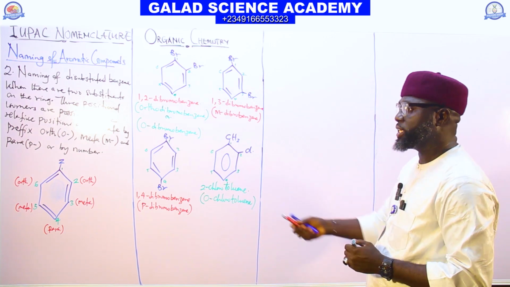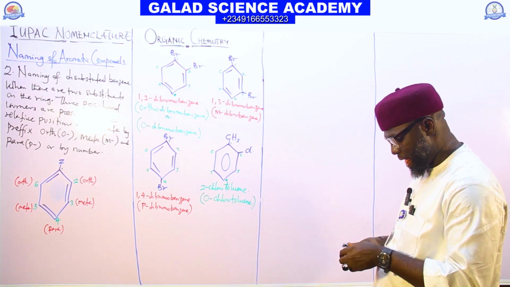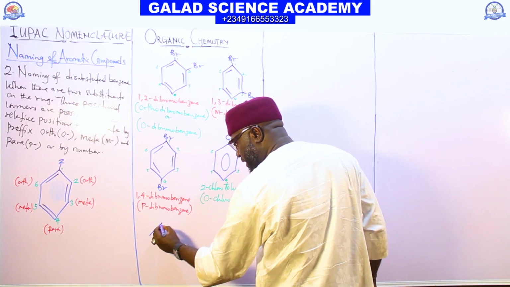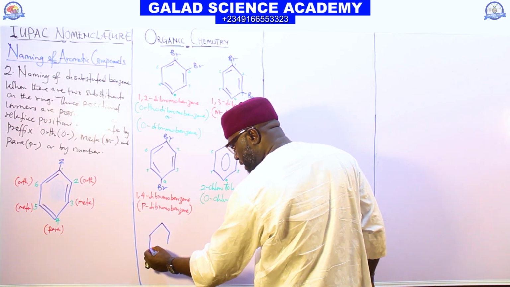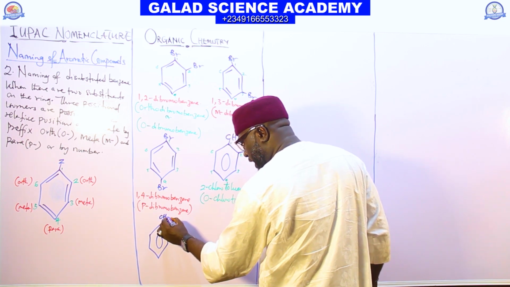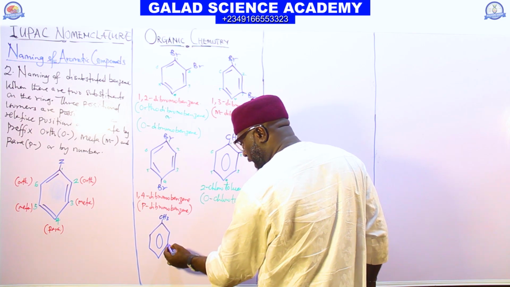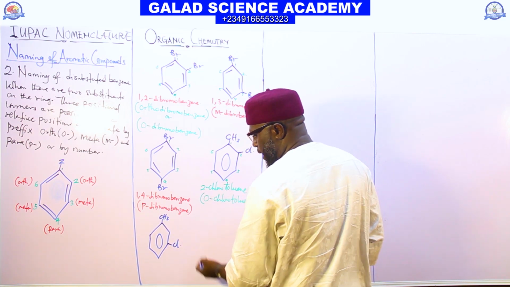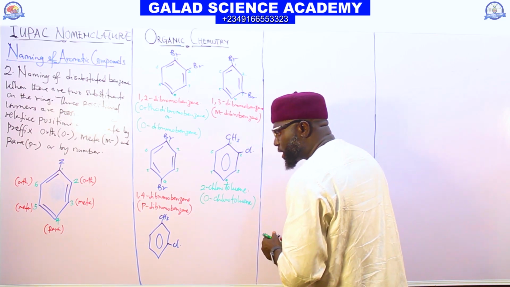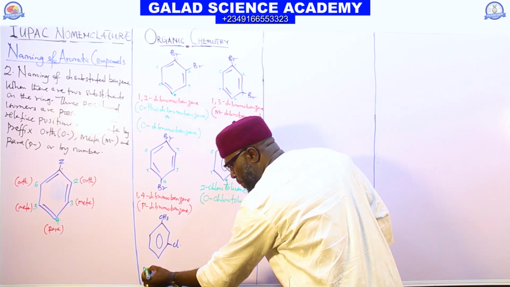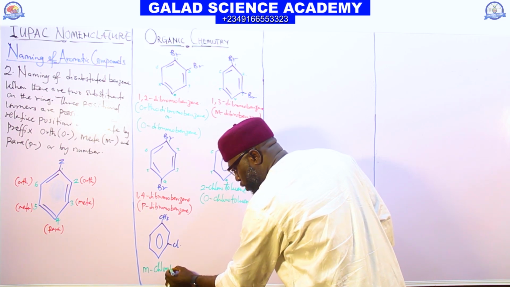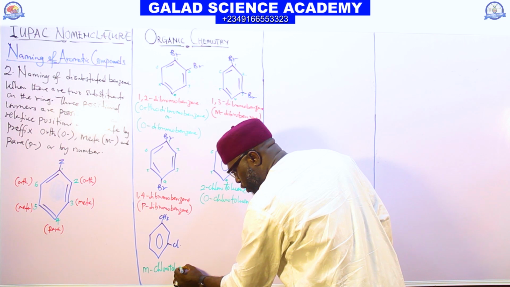So this toluene can also be in meta and para. If you have benzene in this structure, we have CH3 here, toluene, and I put my chlorine here. So the name for this compound here now, it will become meta-chlorotoluene.